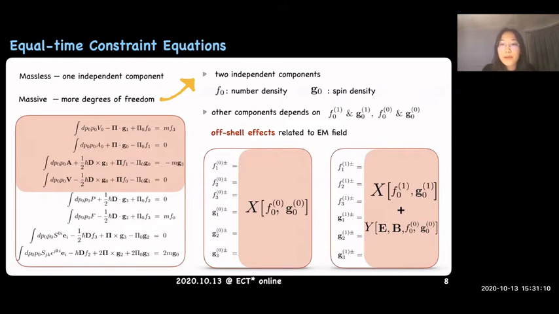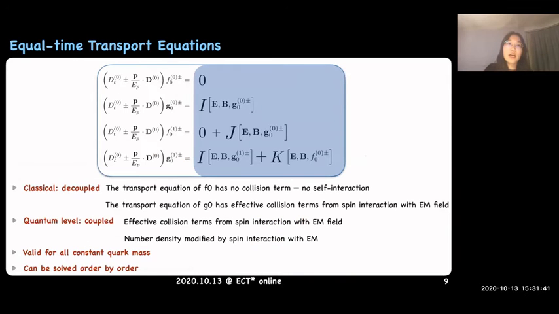At the classical level and also the first order of ħ, all the other components can be expressed in terms of the number density and the spin density. And at the first order of ħ in the constraint equations, there are also contributions from the interaction of the electromagnetic field with the spin, which are off-shell effects. And then with those constraints, one can derive the equal time transport equation of the number density and spin density at the classical level and also the first order of ħ.